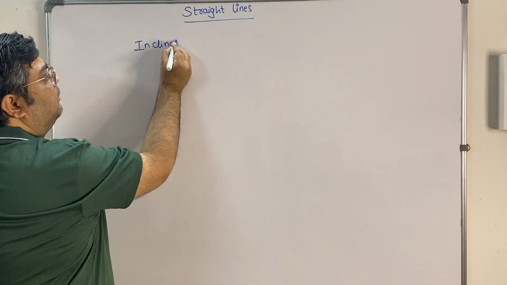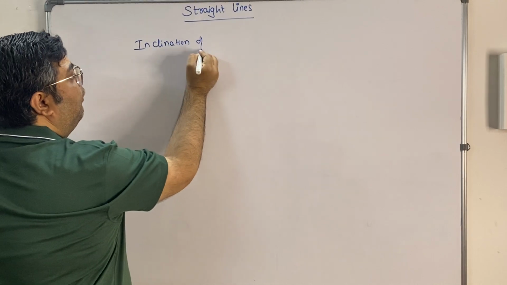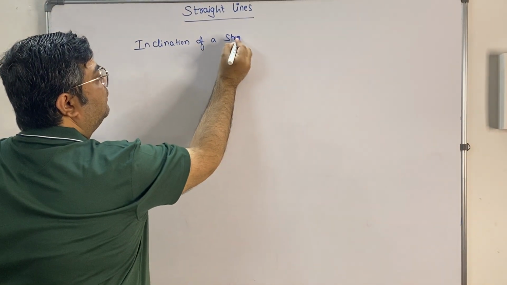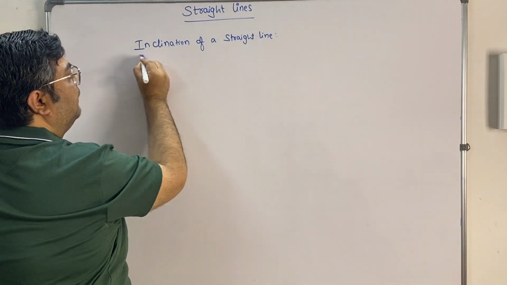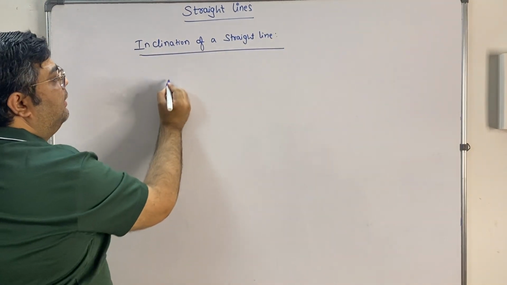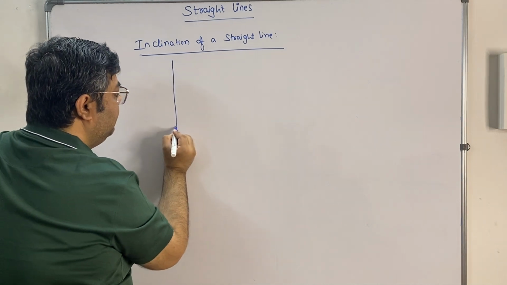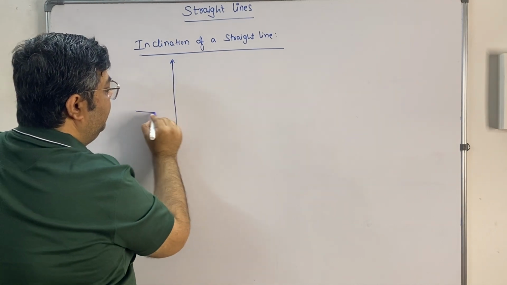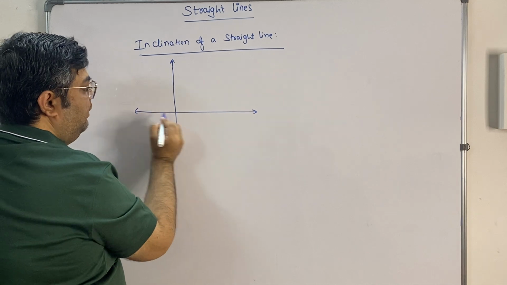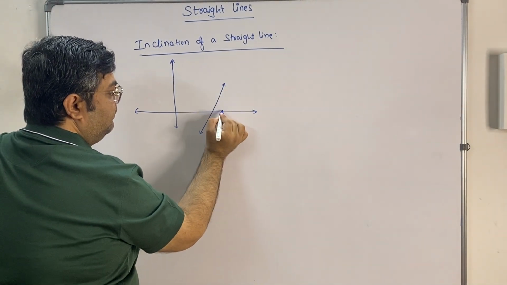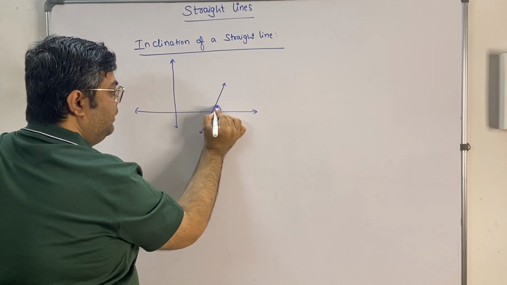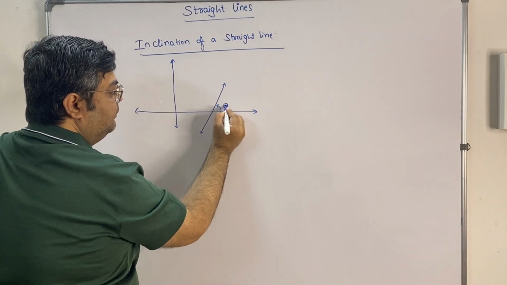Inclination of a straight line. Inclination is the angle made by the line with the positive direction of the x-axis when measured in anti-clockwise direction.